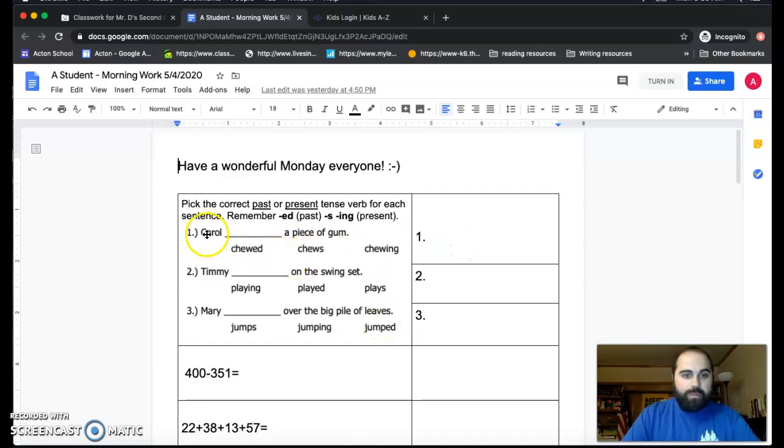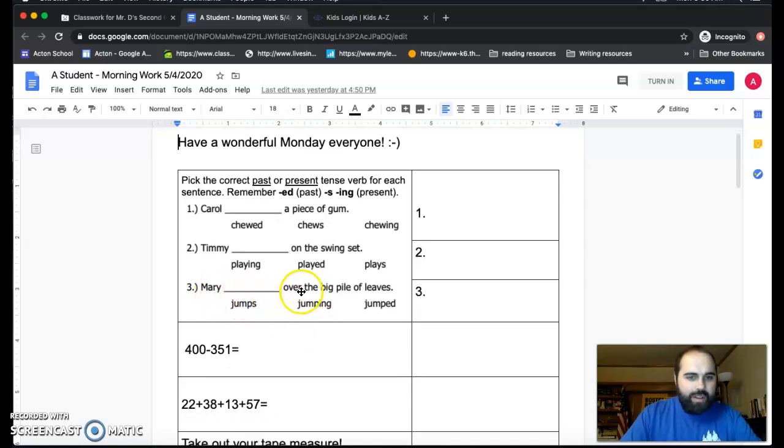So I'll read them out loud for you. Carol blank a piece of gum. Did she chewed it, chews it, or chewing it? Use each of those in the sentence, see what makes sense. Timmy blank on the swing set. Playing, played, or plays. Mary blank over the big pile of leaves. Jumps, jumping, or jumped. Again, you're going to write the correct verb over here that fits in that sentence. It's either going to be the past or the present.